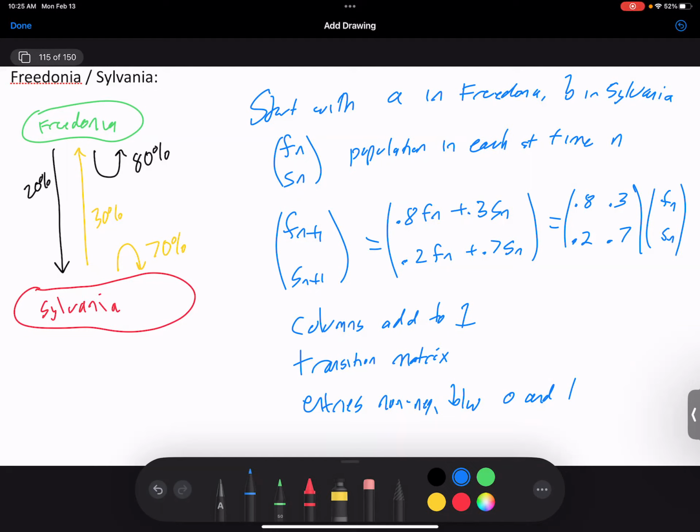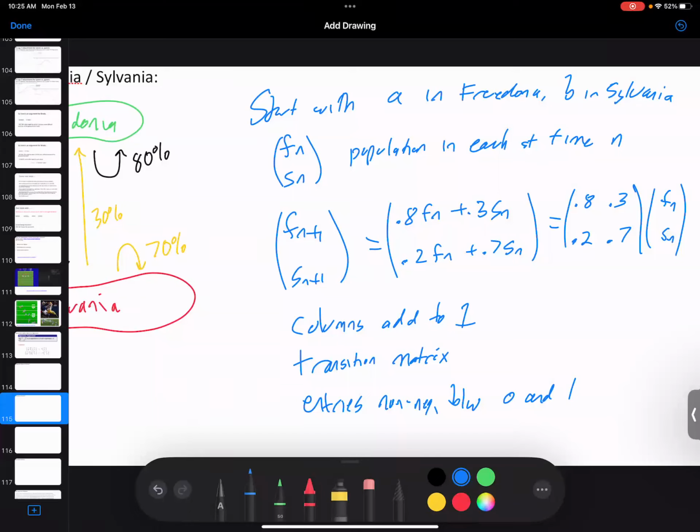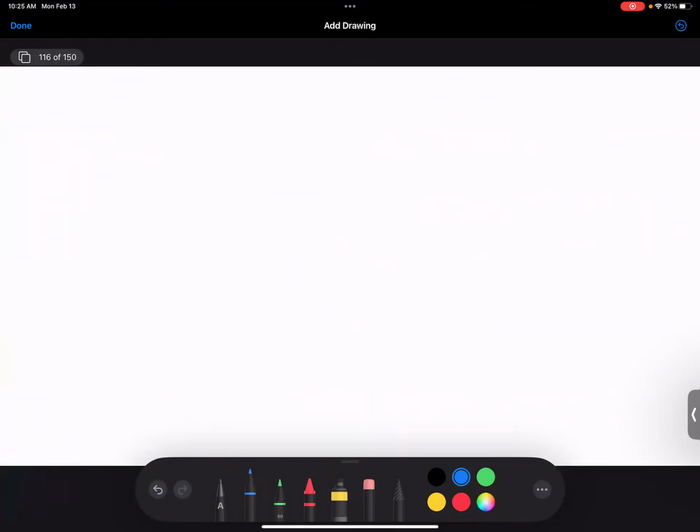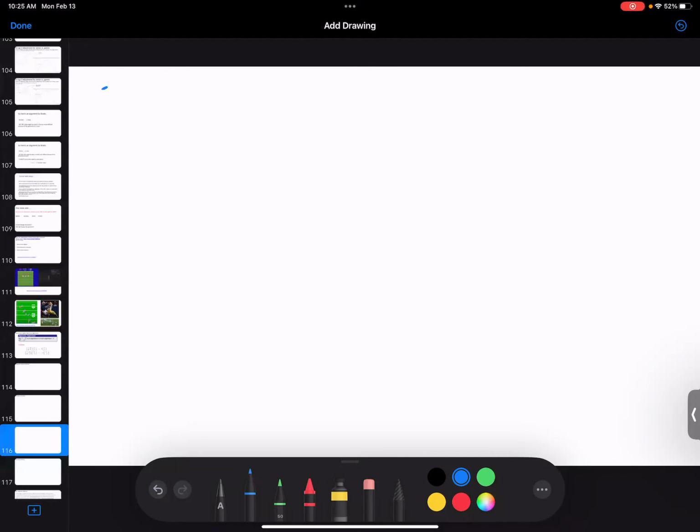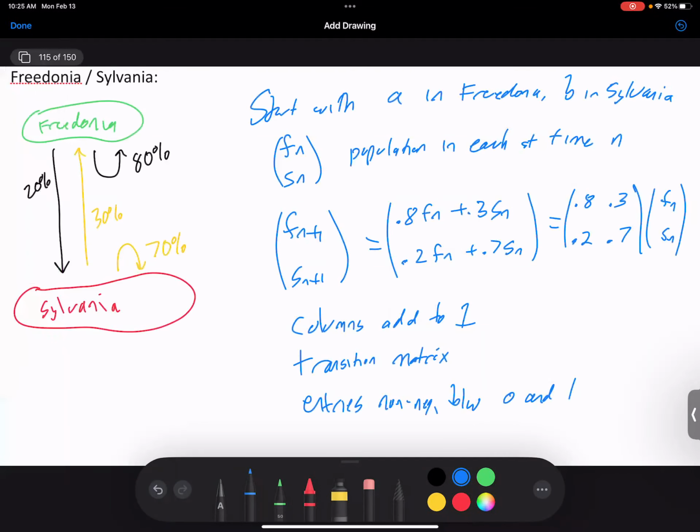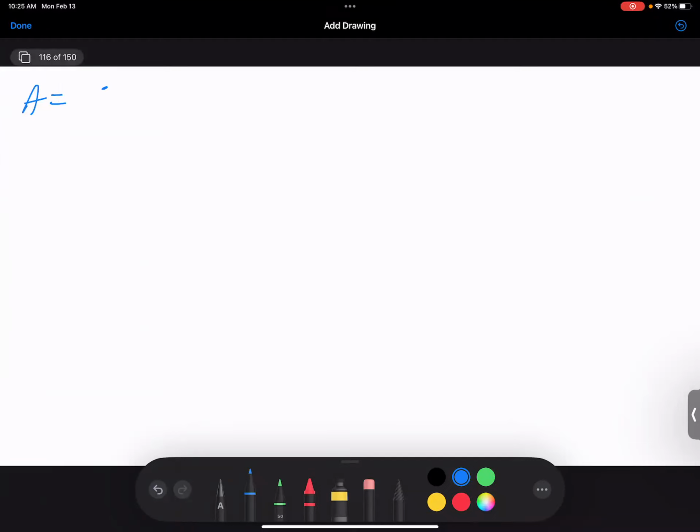Does somebody have access to Mathematica to quickly punch this in and see the eigenvalues? I can look at this and I can see an eigenvalue very easily. So the matrix A is, was it 0.8, 0.2? Yes. So 0.8, 0.2, 0.3. A transpose is 0.8, 0.3, 0.2, 0.7.